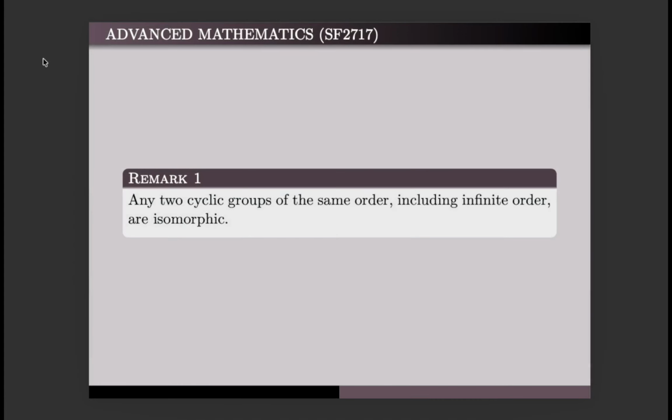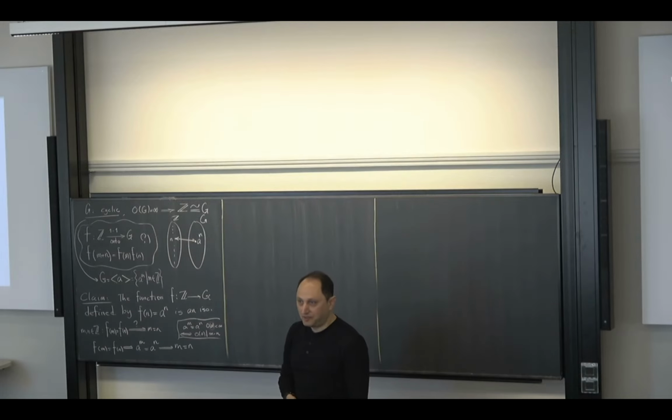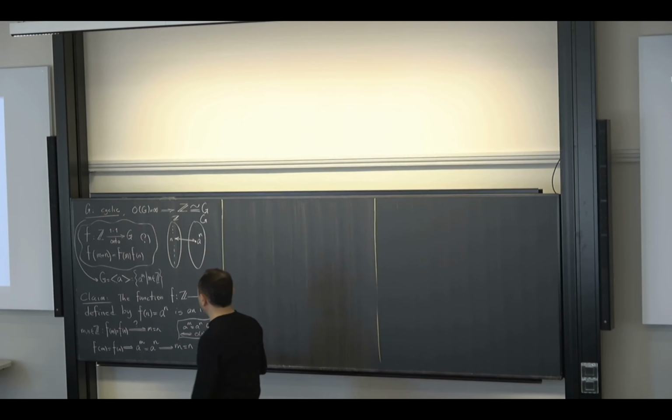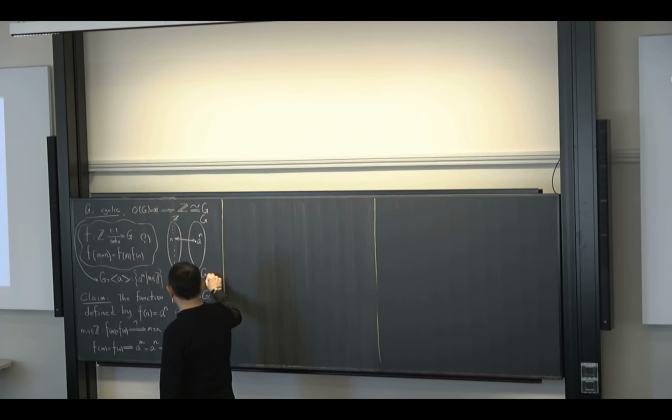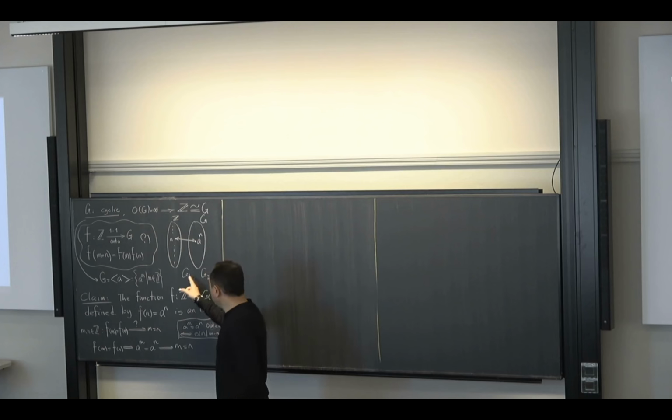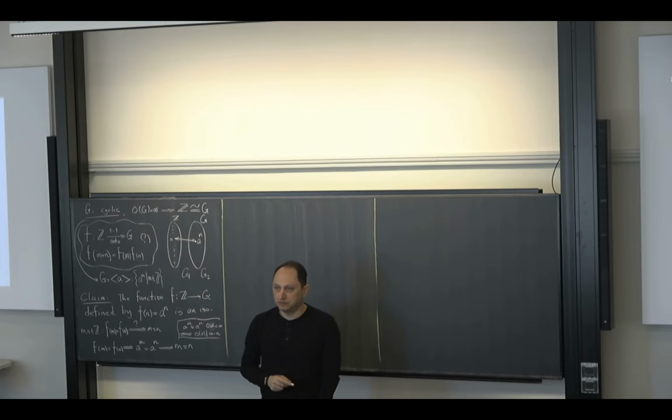So let us now go to the new lesson. Here this remark is also good to know. Any two cyclic groups of the same order, including infinite groups, are isomorphic. And you say why? If I give you two cyclic groups, G1 and G2, both of them are infinite and both of them are cyclic. Why are they isomorphic to one another?